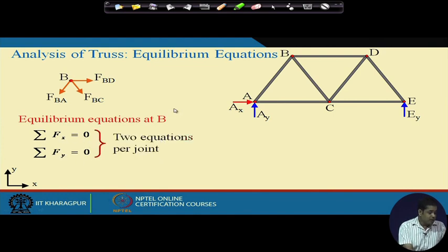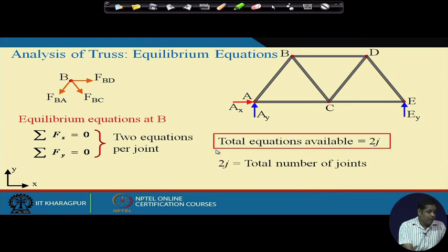Now, therefore, every joint will give us two equations. Okay. Now, if there are j number of joints in a truss, the number of equilibrium equations we can have is 2 into j, 2 equations per joint. Okay. So if I have to analyze this truss, the number of equilibrium equations available is 2j.